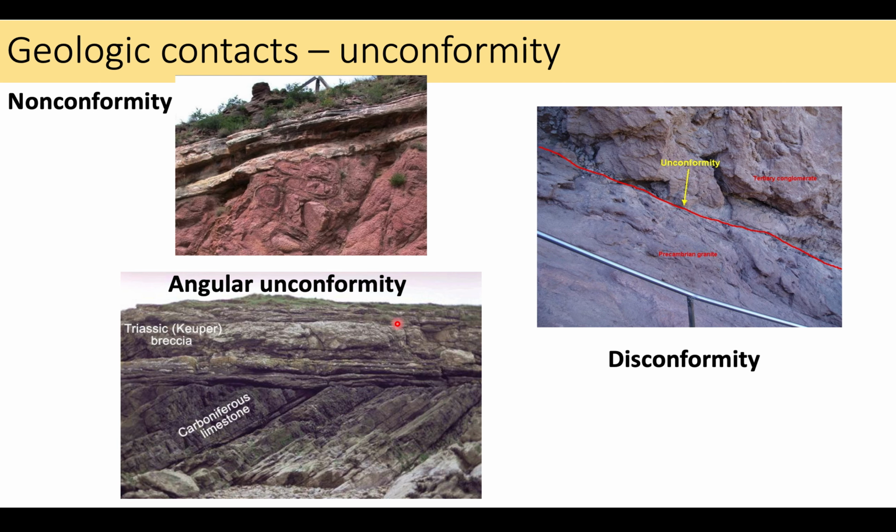So here are some pictures in real life. Here is the angular unconformity. Here's the nonconformity. So they're relatively parallel to each other, but we can tell that something was missing. Here is our disconformity. So here we have granite, which is an igneous rock, and then a conglomerate, which is a sedimentary rock on top. So it's a contact, but it's an unconformity.